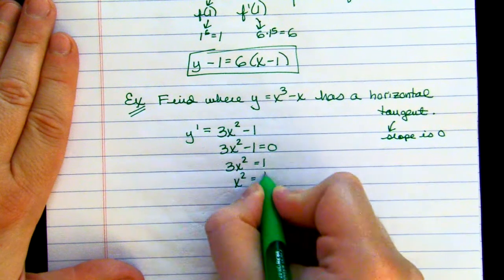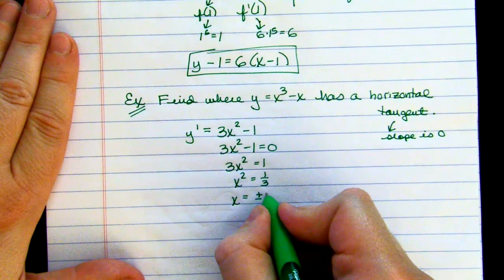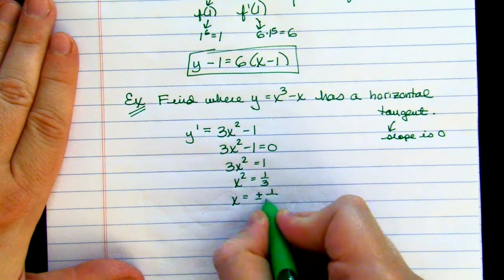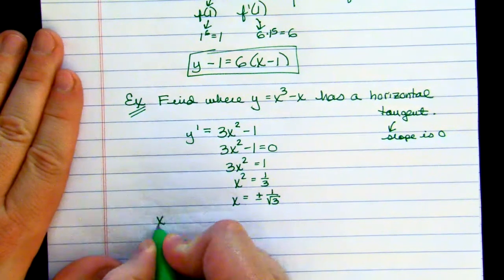X squared equals 1/3. So x equals plus or minus square root of 1/3. I can do the square root of the top, which is 1. Square root of the bottom is 3. I could rationalize. I think I'll just leave it at that. But the other piece is we really should find x and y coordinates. Maybe this wasn't the best example because it's going to be a little messy, but whatever.